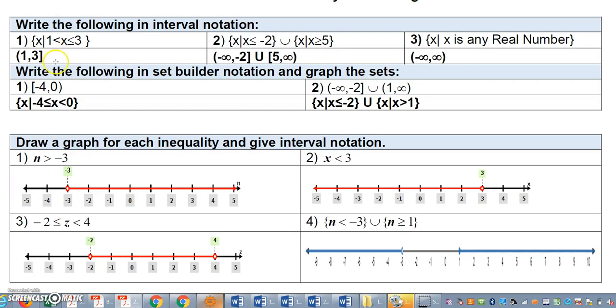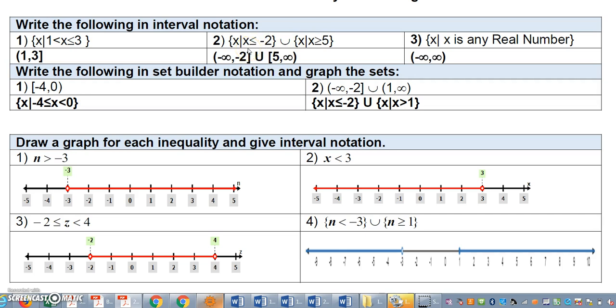Okay, so now I want to convert set builder notation to interval notation. So if you want to convert x is greater than 1, less than or equal to 3, that would be a parenthesis at 1 and a bracket at 3, and then this represents everything from 1 to 3, but it doesn't include the 1, it does include the 3.